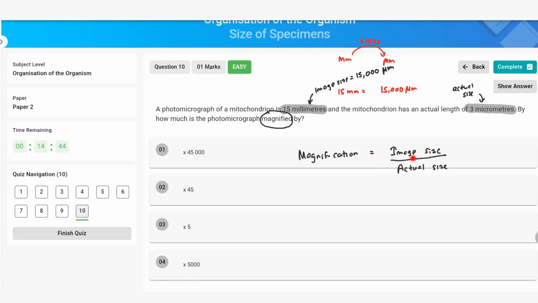Now let's put these values into our equation. Magnification equals image size, which we found is 15,000 micrometers, divided by the actual size, which is 3 micrometers. So 15,000 divided by 3 works out to be 5,000. Since this is magnification, I'm going to write it as times 5,000. This answer is given by answer 4, and that's what I'm going to choose as my answer.